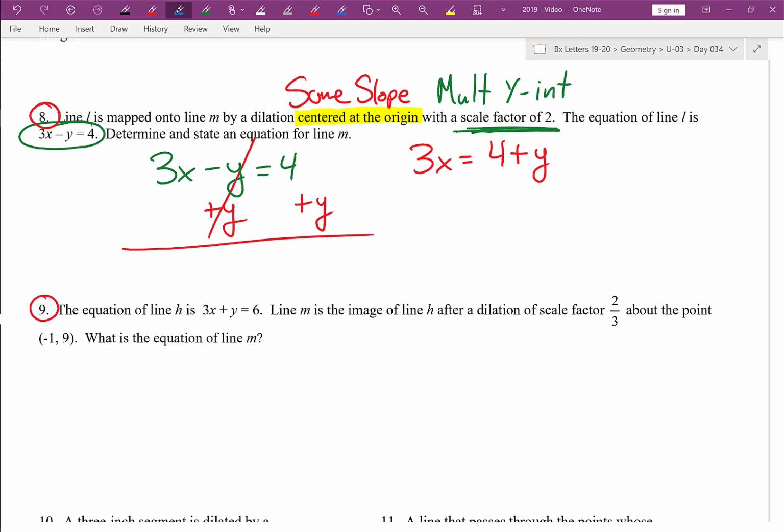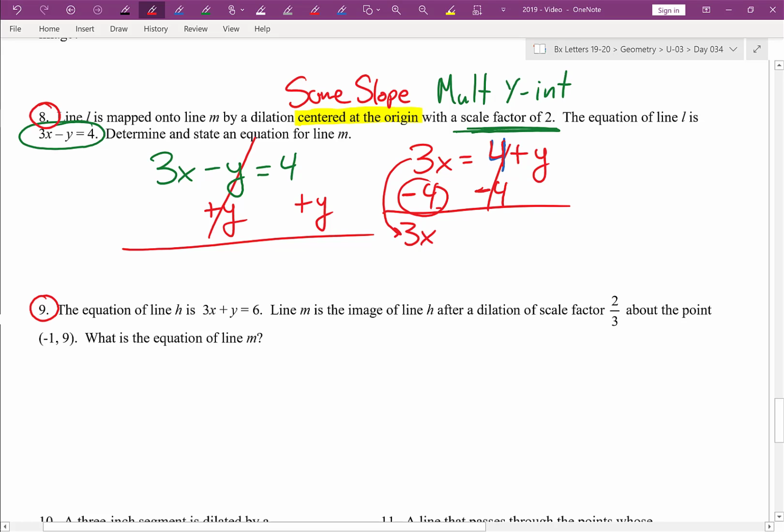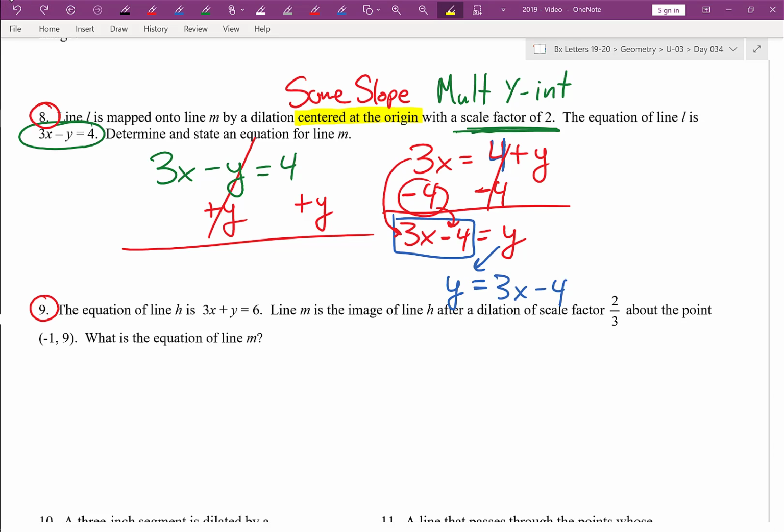I'm going to bring this to a new line. I'm still solving for y, so now this 4 is bothering the equation. I'm going to subtract 4 from both sides. 3x and negative 4 don't combine, so I'm just going to copy it down: 3x minus 4, and that all equals y. Because equal signs go both ways, I'm going to put that y there and just copy this to the back.